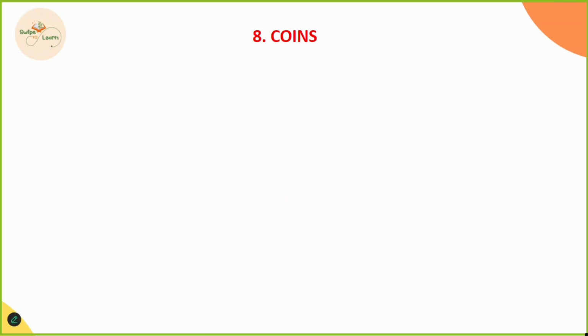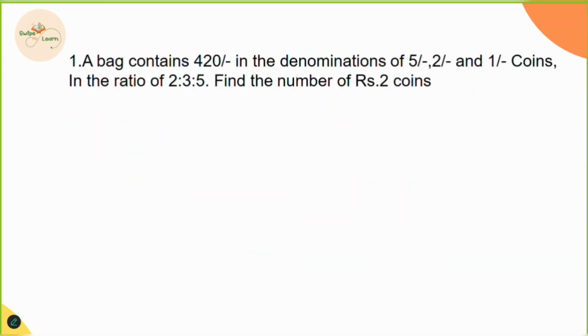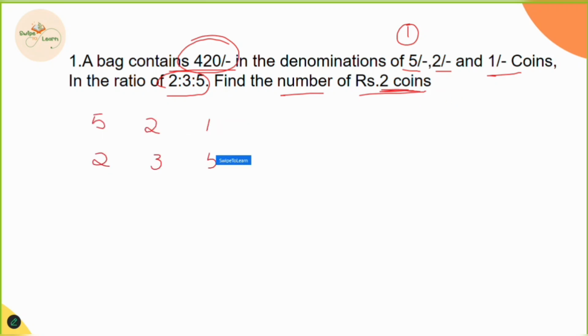We'll discuss them. Our first question: a bag contains 420 rupees in the denominations of 5 rupee, 2 rupee and 1 rupee coins in the ratio 2 is to 3 is to 5. Find the number of 2 rupee coins. This comes under type number 1 where a total amount is given and they're asking us to find the number of coins. Let's write down the denominations and the ratios given. 5, 2, 1 and the ratios are 2, 3 and 5. All are in rupees, which means all must be in either rupees or all in paise. If one is in rupees and one in paise, we need to convert them. We'll discuss it in next problems. As of now, all are in rupees, so there is no problem.